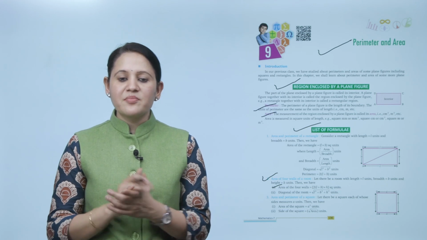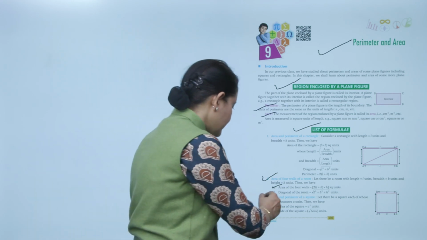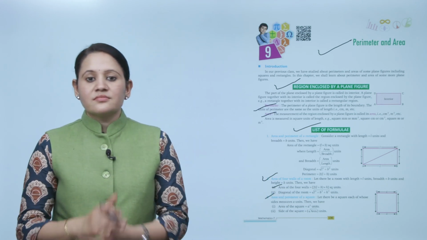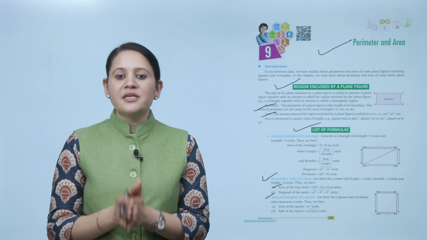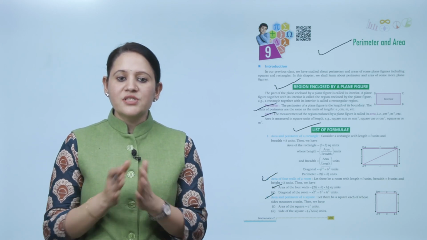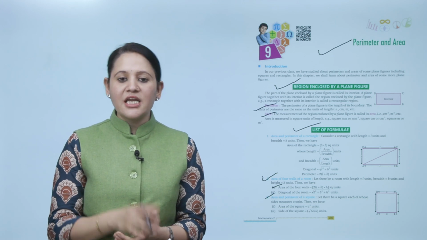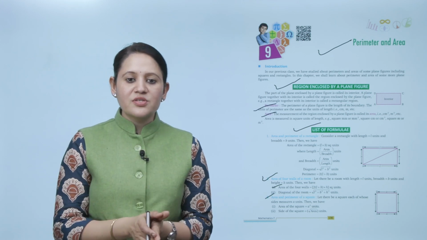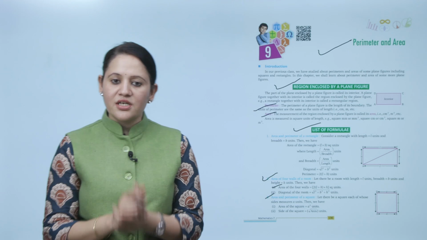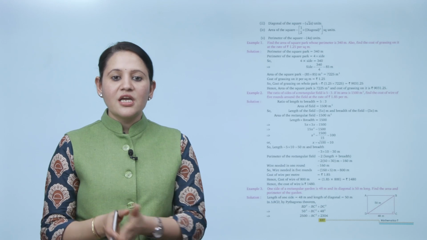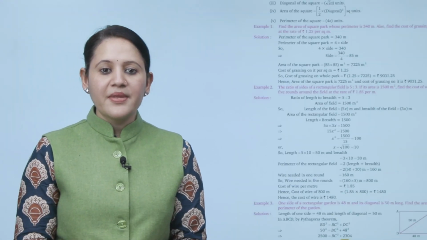Next is area and perimeter of square. Let there be a square, each of whose sides measure a unit. Then we have area of the square, A square unit, side of the square, that is root area unit. Diagonal of the square, that is root 2A unit. Area of the square 1 by 2 into diagonal square, square unit. Perimeter of the square, that is 4A unit.